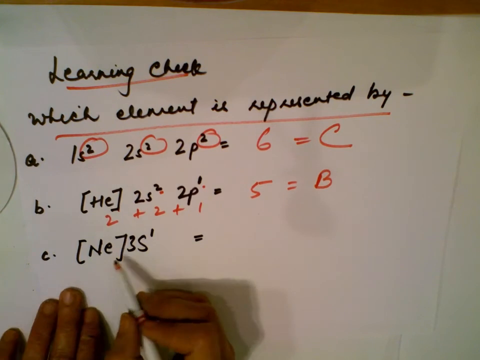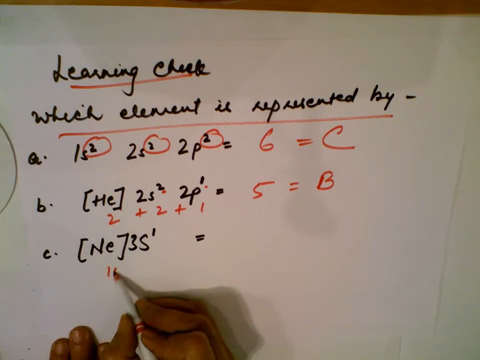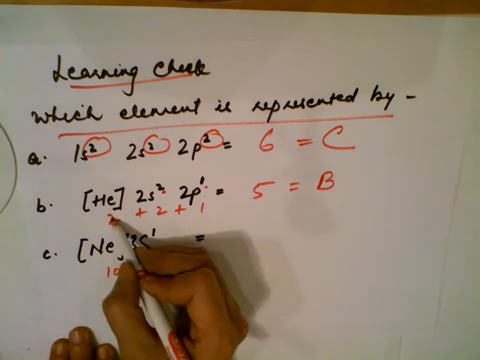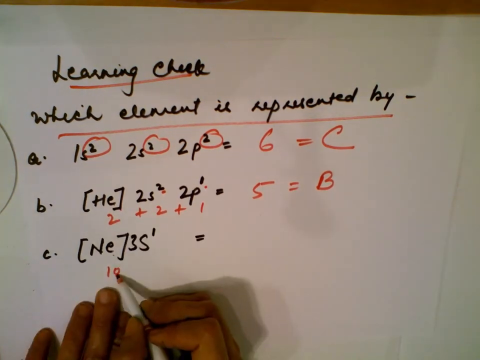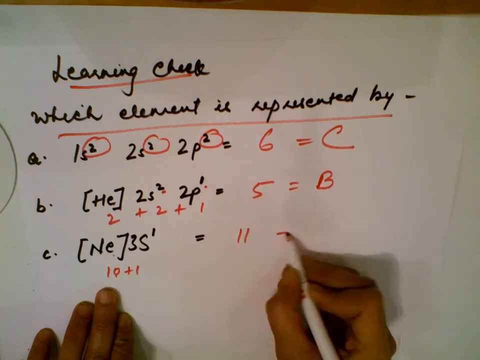This one, neon. Neon is 10 electrons. How do I know? This is 2 and this is 10. That I know from the periodic table. And this is 1, which is 11. And this one is sodium.